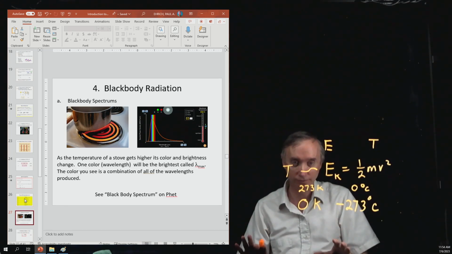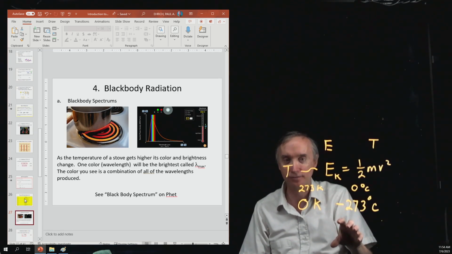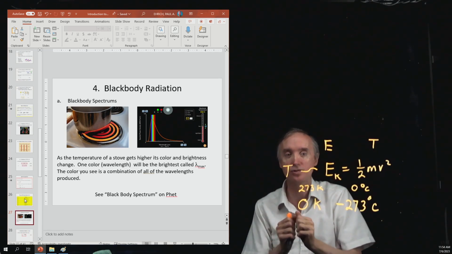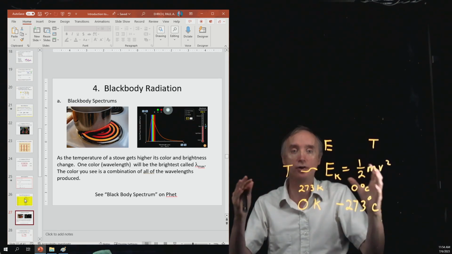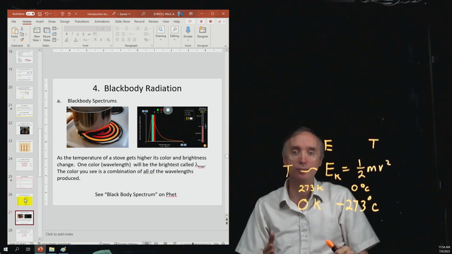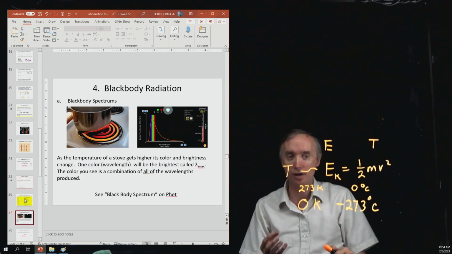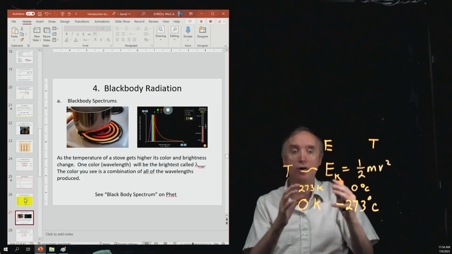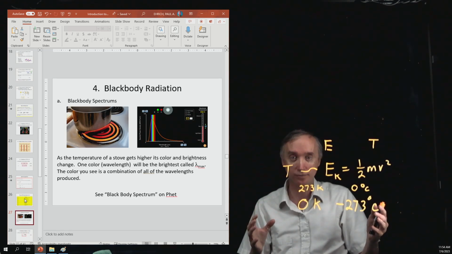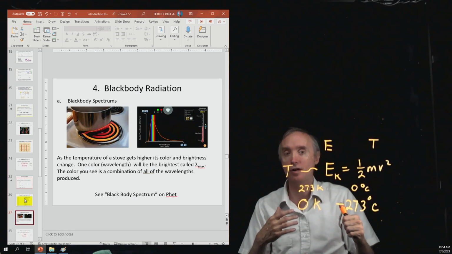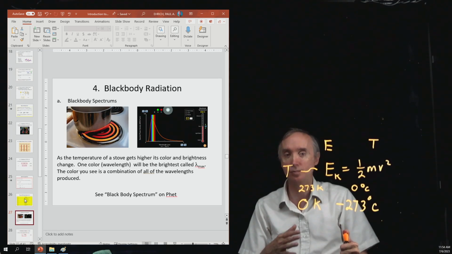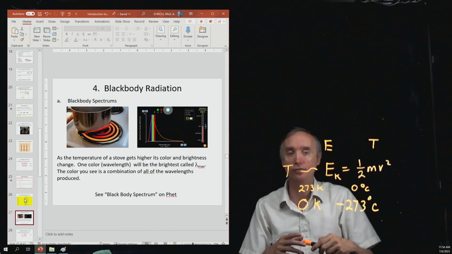So the point is, when you take matter and you heat it up, it will start to glow. It will start to give off light. An example of this is your stovetop. As you make your stovetop hotter and hotter, it starts to give off visible light. Well, it's actually giving off more than just visible light. It's actually giving off all of the different parts of the electromagnetic spectrum.